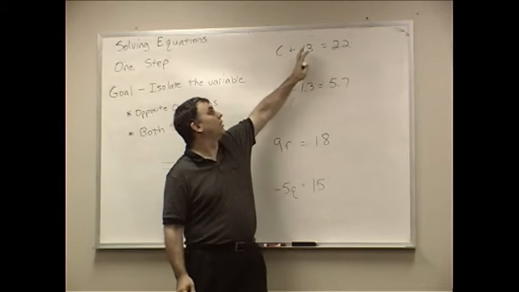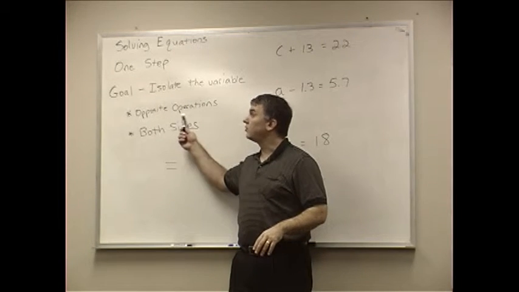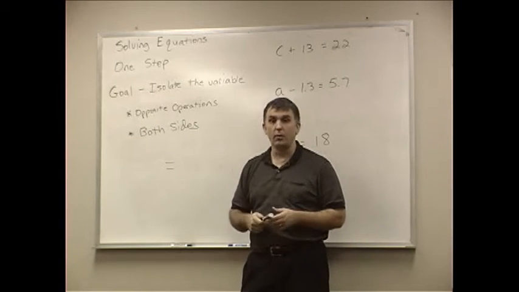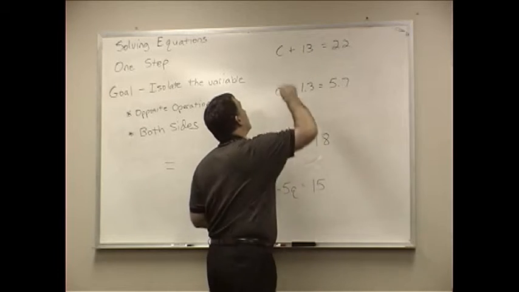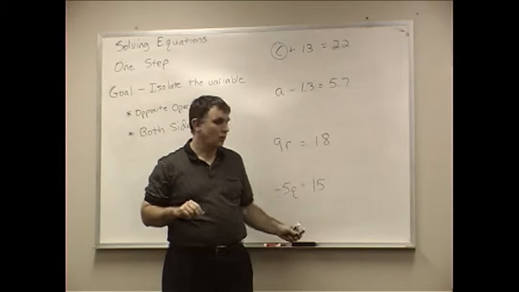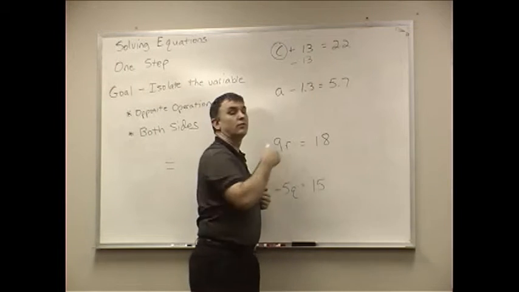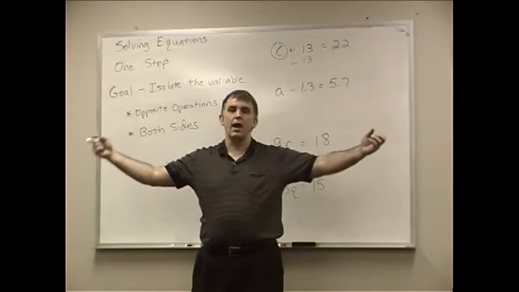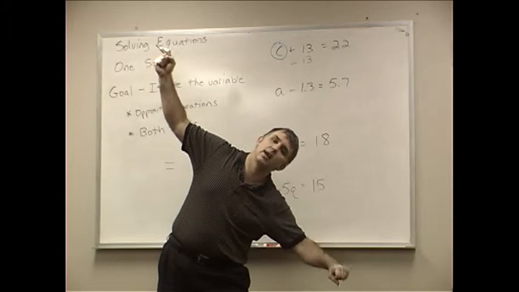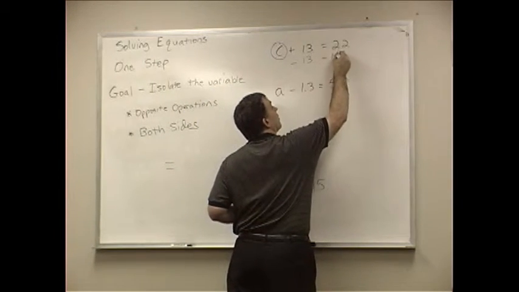All right, so we have c plus 13 equals 22. Algebraically, you've got to use an opposite operation on both sides to get the variable by itself. The variable is c. What's the opposite of adding 13? The opposite of adding 13 is subtracting 13. If you take 13 away from the right-hand side, it gets lighter. You've got to take 13 away from the left-hand side, treat them like they're the same. So minus 13.